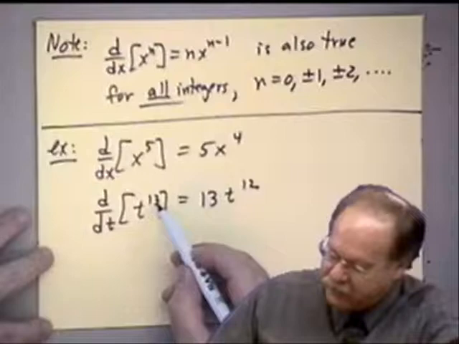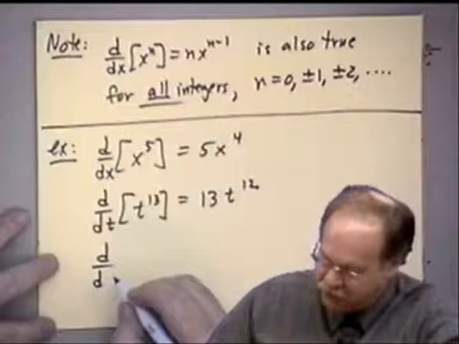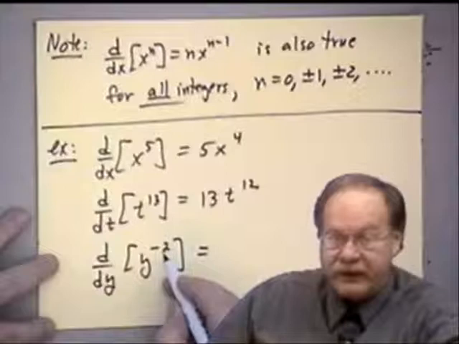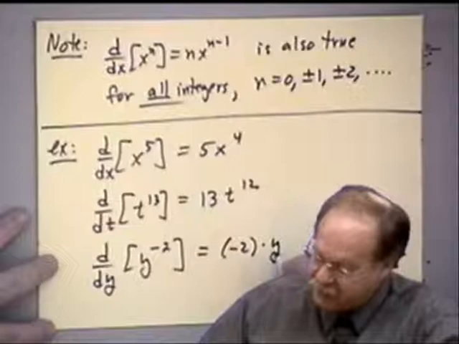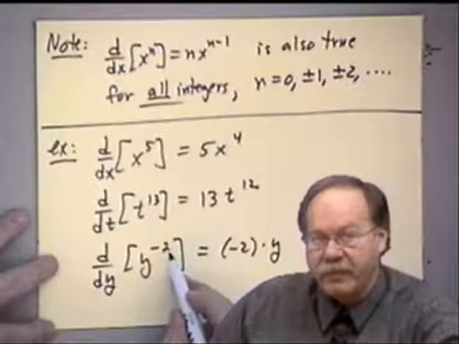The derivative with respect to y of, say, y to the minus 2. Well, we have a negative power, but that doesn't stop us. The same rule works. It's now going to be minus 2 times y, and remember the rule correctly, we're subtracting 1 from the power. So minus 2 minus 1 gives me minus 3.